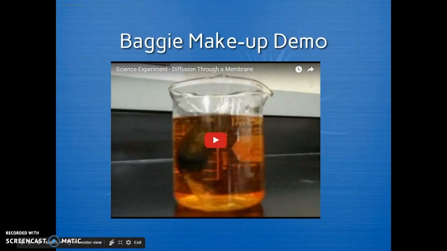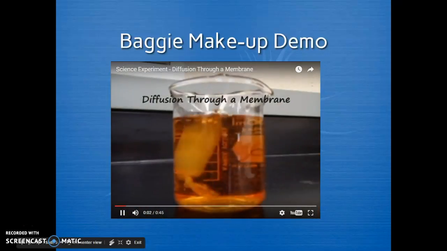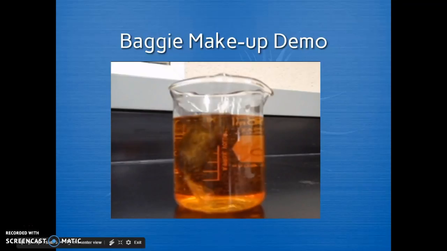We modeled this with a baggie lab where we put some starch in a baggie and we put that baggie in some water that had some iodine. The reason that we used those things is because when starch and iodine come in contact, there's a chemical change and it turns purple or a darker color. What you can see in the video here is that the iodine is moving into the bag, and there is a color change inside of the bag.